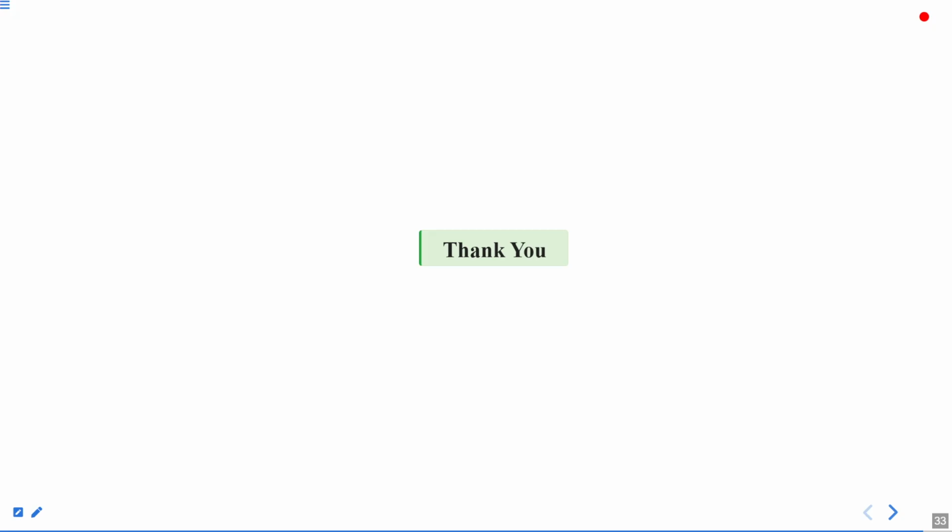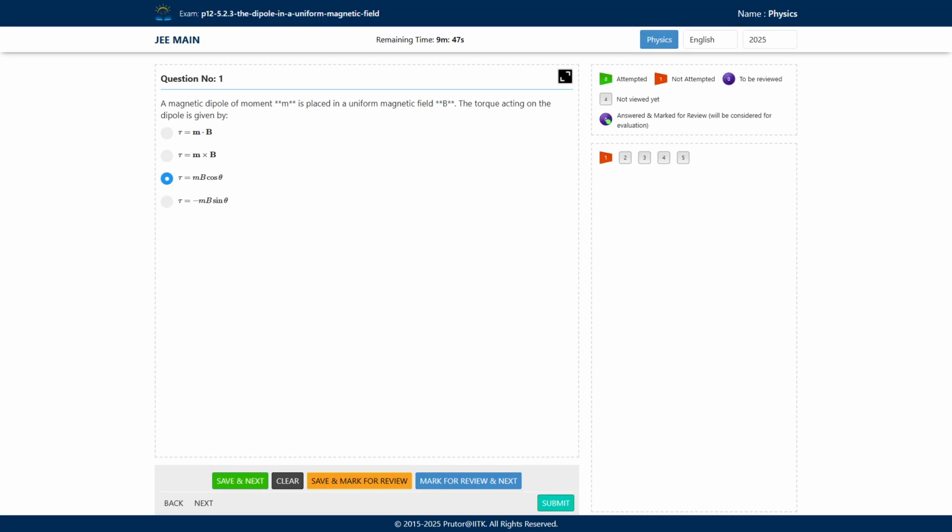So thank you, but we have to do the DPP section. A magnetic dipole of moment M is placed in a uniform magnetic field B, the torque acting on the dipole is given by... I am marking randomly now due to the time shortage.